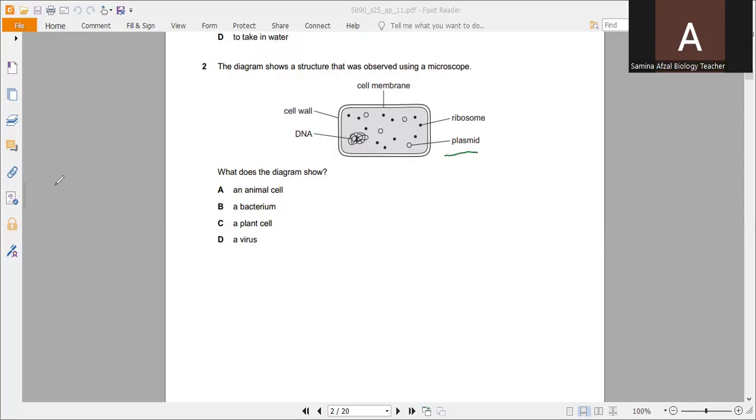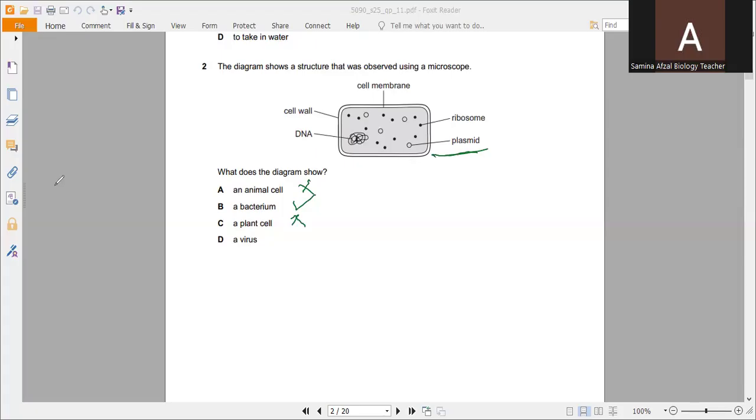An animal cell? No. Animal cells don't have a cell wall, so this option is not correct. A bacterium, as it has a circular shaped plasmid and no nucleus, so it can be a bacterium or prokaryote cell. A plant cell? No. Plant cells don't have plasmids inside. So it is not correct.